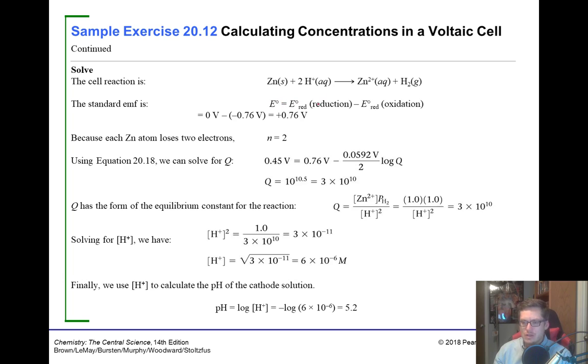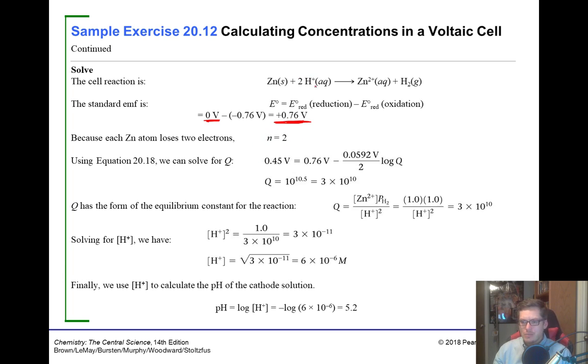So you go reduction minus oxidation, and we know that the hydrogen is on the cathode side, so that's where the reduction occurs, and hydrogen's cell potential is 0. We've defined it as 0. And then the zinc is oxidation, so it's on the anode side, so we add the 0.76, and so our standard E cell is 0.76 volts.